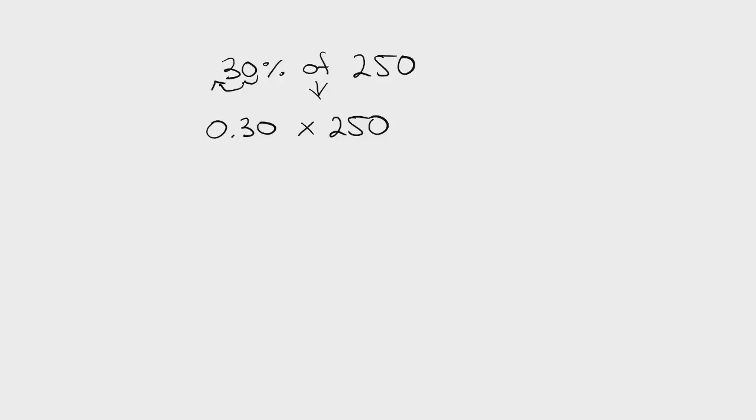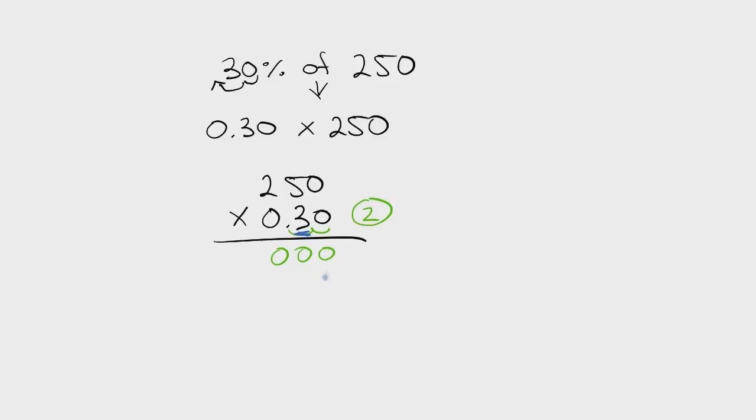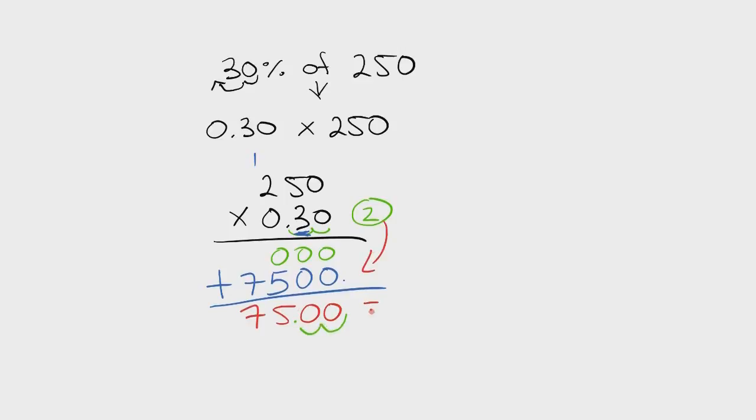There's a few ways of doing this. We'll do it the long way this time. So we're going to multiply 0.30 times 250. We get 75 as our answer. So 30% of 250 is 75.